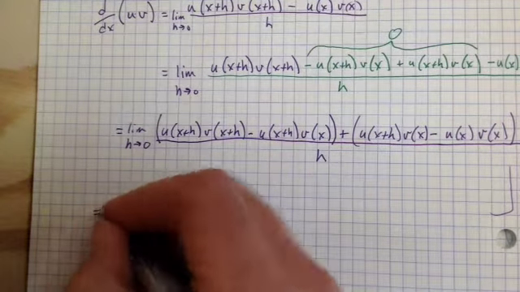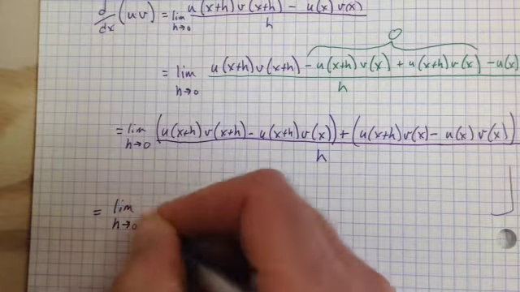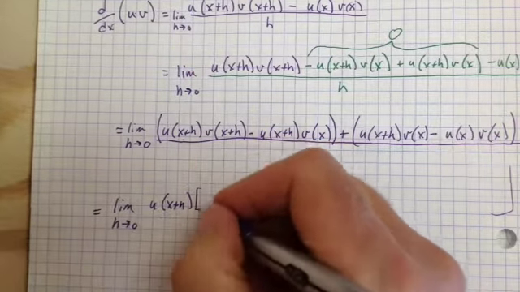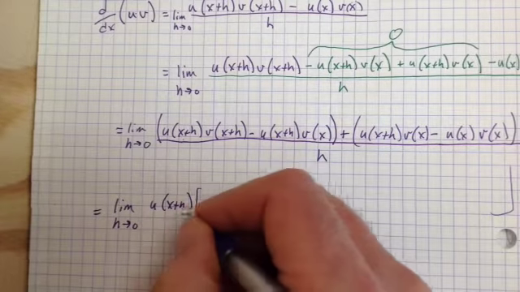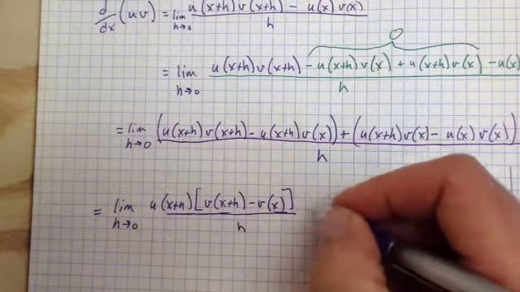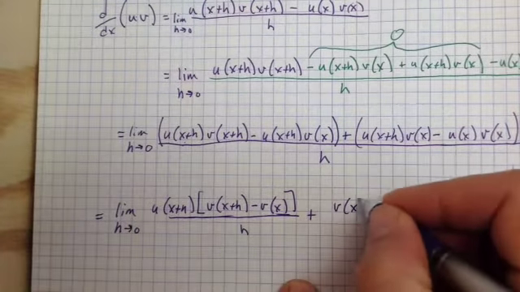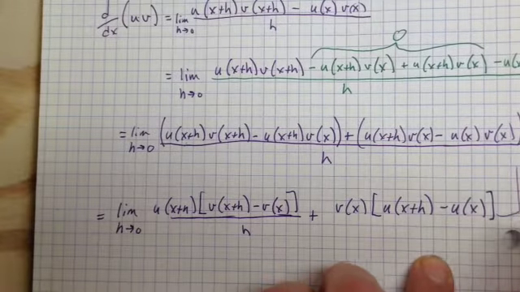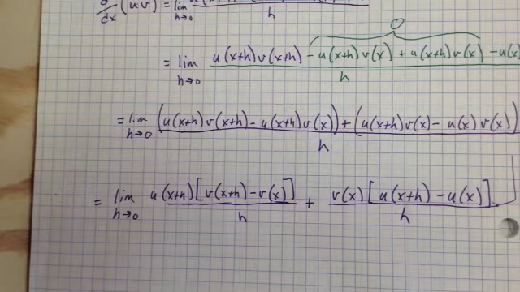Okay, so notice we can factor. So, limit as h goes to 0, u of x plus h, factor that out of hither and yon, and we're left with the v of x plus h minus the v of x, all over h, plus, notice I'm breaking this into two fractions as I go here, factor hither and yon the v of x out of this one, and we're left with the u of x plus h minus the u of x. This is really devilishly clever if you think about it. Someone had a wicked good idea.